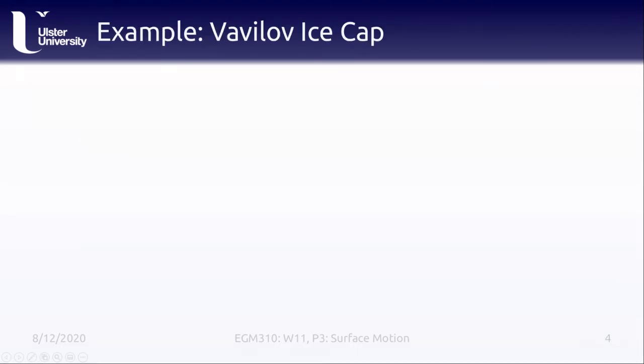This slide shows an example of results for Vavilov ice cap, an ice cap in Severnaya Zemlya in the Russian Arctic. Around 2013 or so, a portion of this ice cap began to collapse, flowing out into the ocean in rather spectacular fashion.